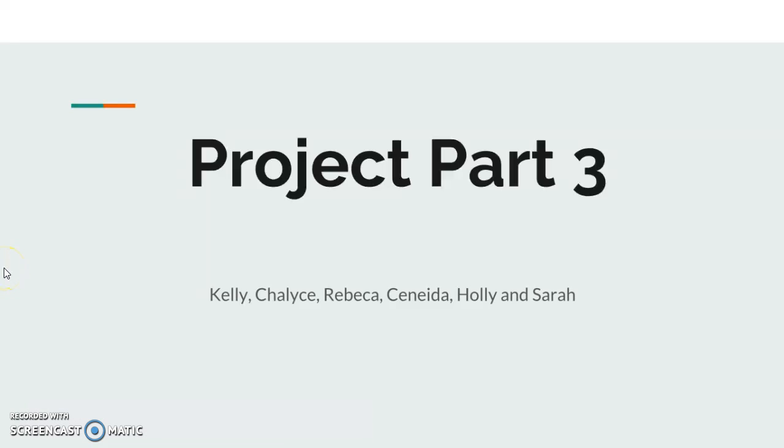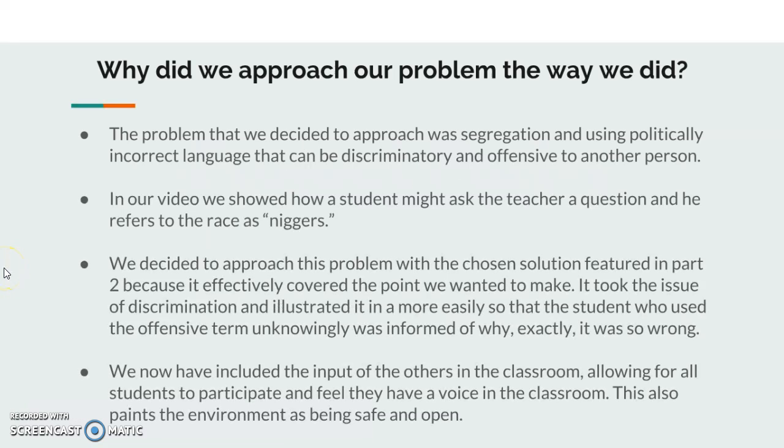This is part 3 of our project. Why did we approach our problem the way we did? The problem we decided to approach was segregation and using politically incorrect language. In our video, we show how a student might ask the teacher a question and he refers to the race as a racial slur. We decided to approach this problem with a chosen solution featured in part 2.